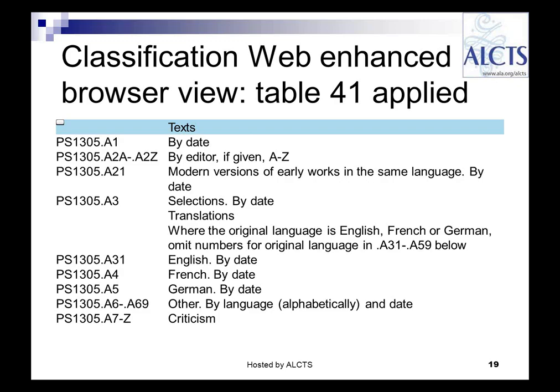You'd have PS1305 as that basic number for Huckleberry Finn, and then if you had a particular edition of the work, you would cutter A1 and add the date. If you had selections, that is selections from Huckleberry Finn itself, you'd have PS1305.A3. Then there are special numbers for translations from various languages, and then finally criticism is PS1305.A7 through Z, and that cutter A7 through Z would be cuttering for the main entry of the particular critical work.